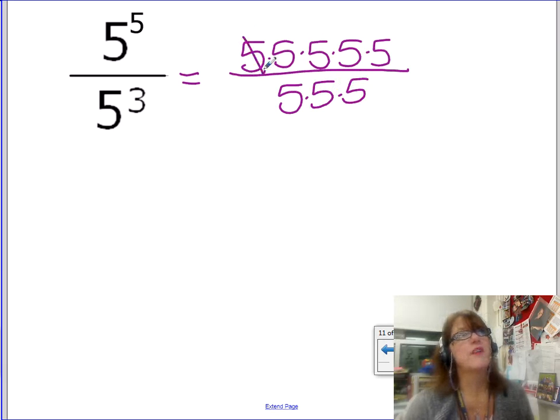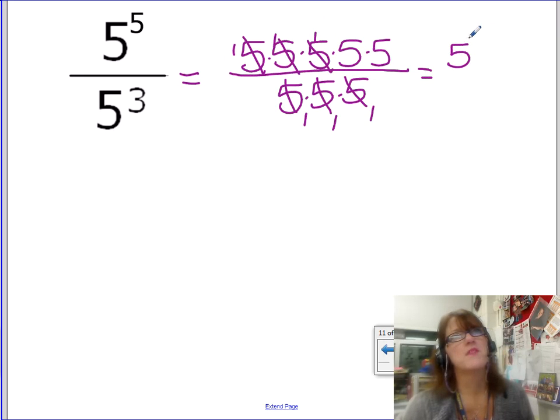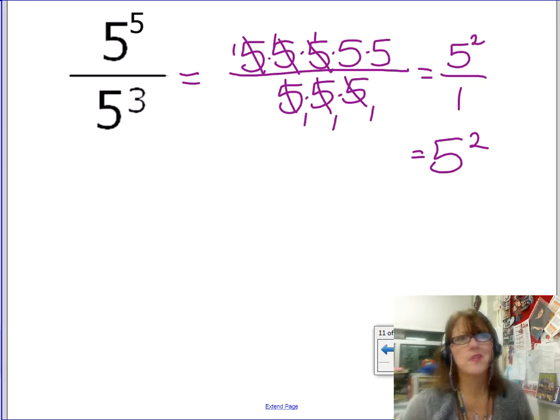When you simplify, 5 divided by 5 is 1. 5 divided by 5 is 1. 5 divided by 5 is 1. Here's what you're left with. 5 times 5 over 1, or in other words, 5 to the 2nd power. Sweet!